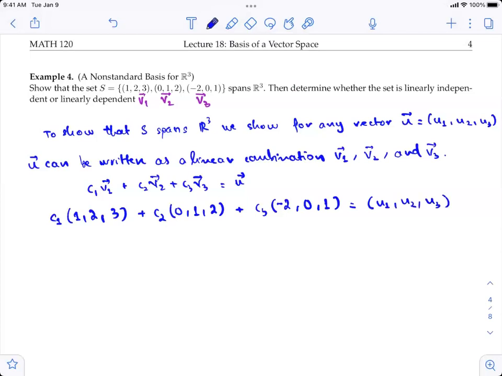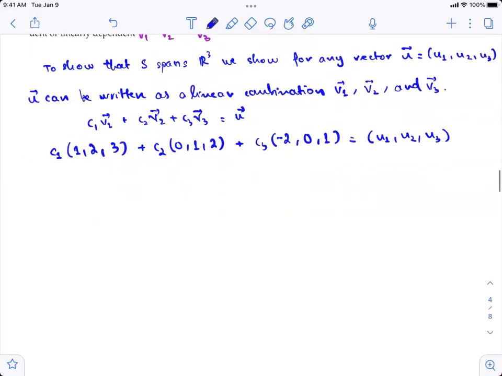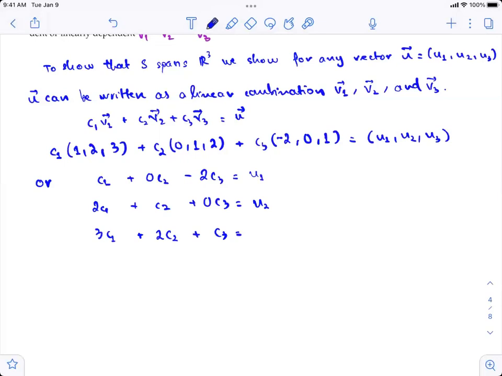Okay. So next we want to rewrite this equation as a system of linear equations. This equation is the vector equation form. Now we turn this into a system of linear equations. So we get c1 plus 0 c2 minus 2 c3 equal to u1, and then 2 c1 plus c2 plus 0 c3 equal to u2. And the last equation is 3 c1 plus 2 c2 plus c3 equal to u3.